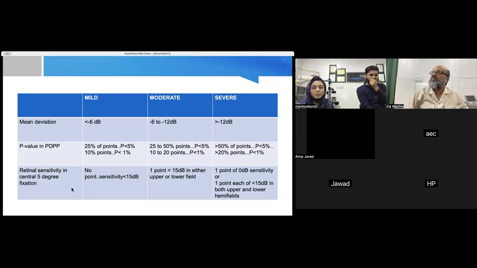The third one is we note the retinal sensitivity in the central 5-degree fixation. If there is no point with retinal sensitivity less than 15 decibels, then it is mild. If there is even 1 point of less than 15 decibels in either the upper or lower fields, it is moderate. And if there is a point of 0 decibel sensitivity or a point of less than 15 decibels in both upper and lower fields, it is a severe glaucomatous defect.